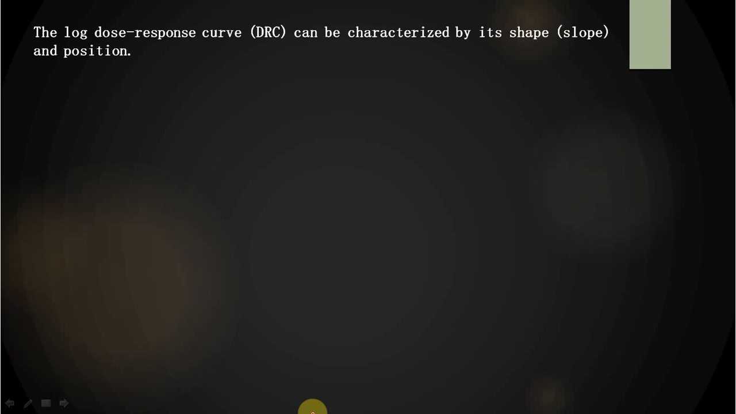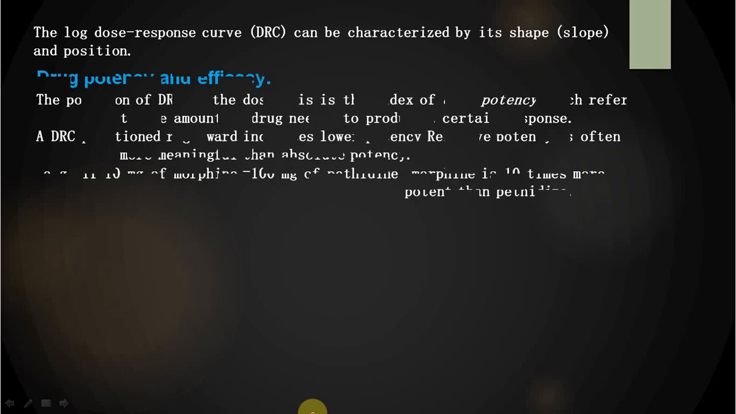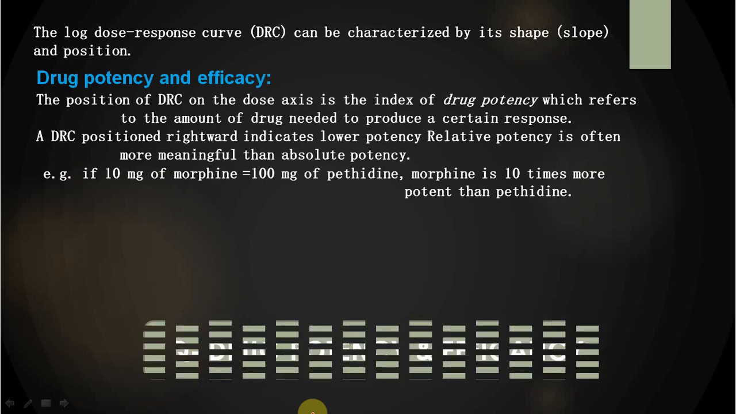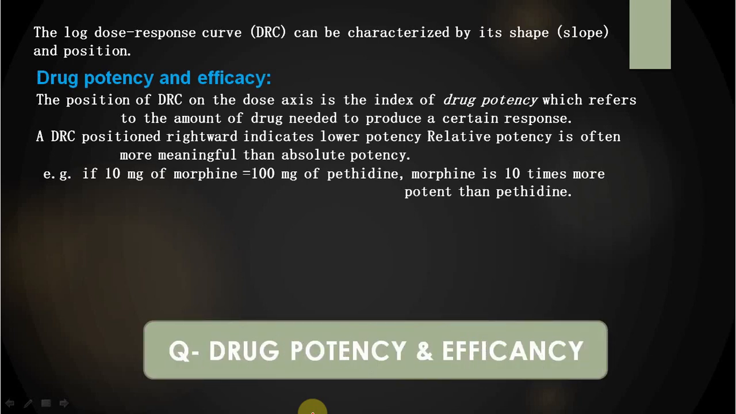can be characterized by its slope and position, drug potency and efficacy. It is very important, as a short note comes on it. The position of the dose response curve on the dose axis is the index of drug potency. It indicates the amount of drug needed to produce a certain response. A dose response curve positioned rightward indicates low potency. Moreover, relative potency is more meaningful than absolute potency.